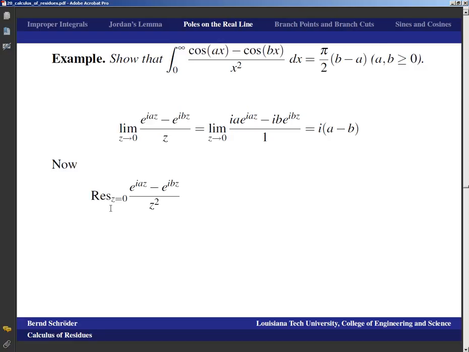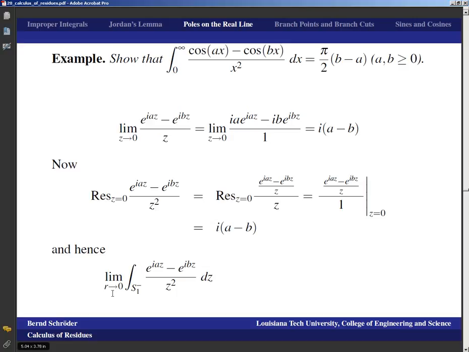So that means that the residue at z = 0 of (e^(iaz) − e^(ibz))/z² is the residue at z = 0 of this function, which is analytic at the origin, divided by z, and that means this residue is the value of this analytic function at the origin. That was one of the theorems we had. And that then means that when we plug in z = 0, we get ia − ib. Yeah, so we got ia − ib.